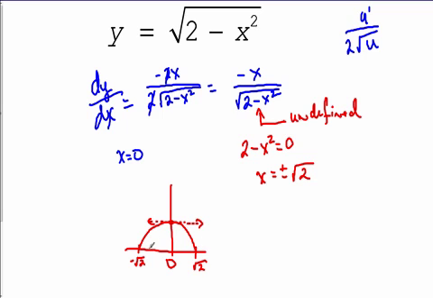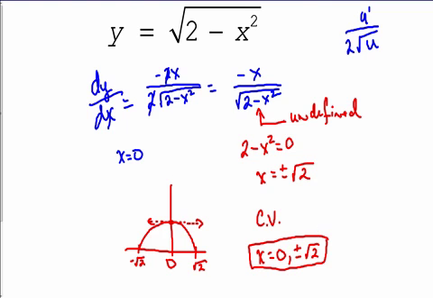So it's just something to think about as you do these, that the reason it's undefined here is because you actually have vertical tangents here, and that's what makes it undefined. But you say your critical values are x equals 0 and plus or minus radical 2. And that's the answer to the question.